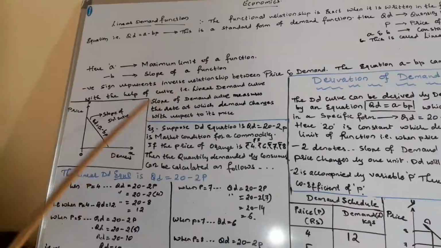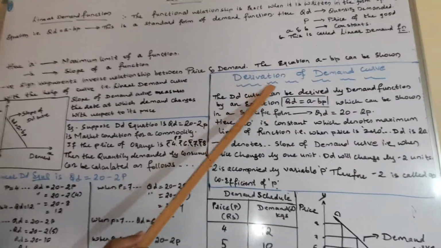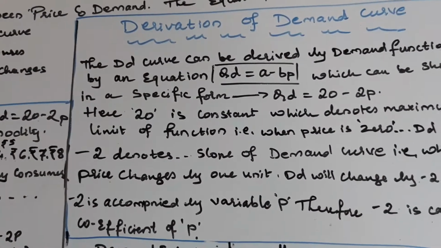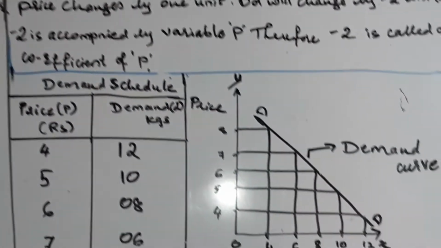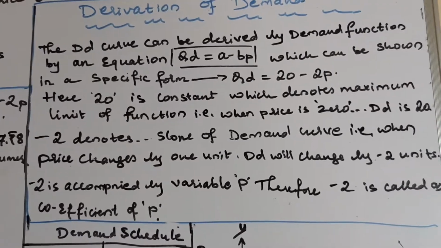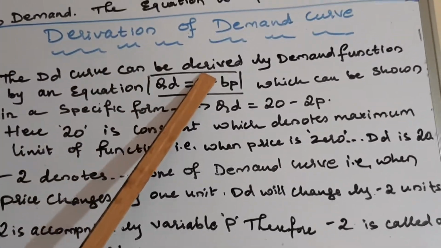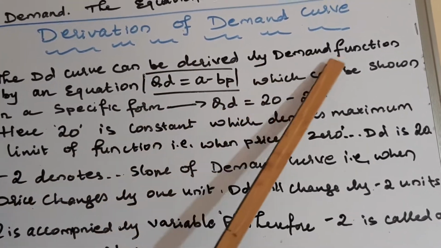Now, how can you derive the demand curve? Derivation of a demand curve. What do we mean by derivation? How you have got this slope of a demand curve, that you are going to see. Here the demand curve can be derived, meaning it can be taken, from the demand function.